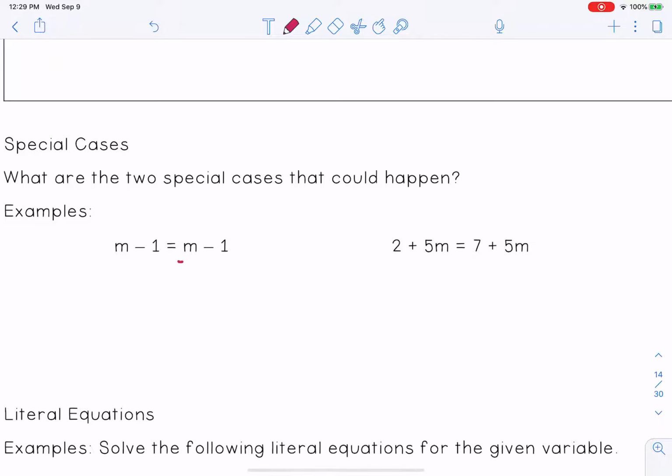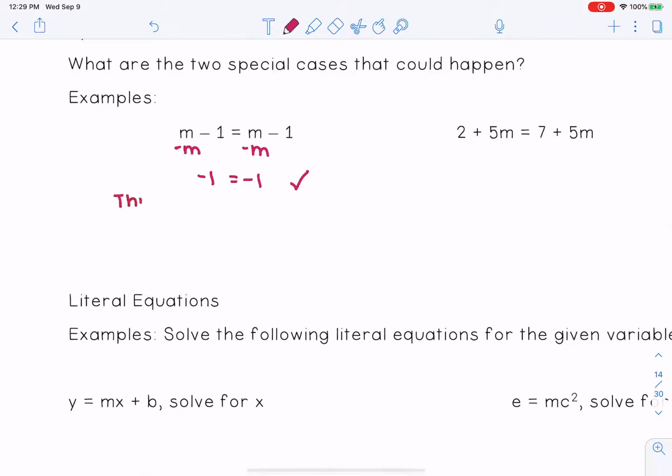But let's try to solve it. Let's move this m over to the other side. Well, m minus m is 0, so both of these cancel out. So we get -1 equals -1. Is this a true statement? Yes, it's almost obviously true. So this means any value for m will work.